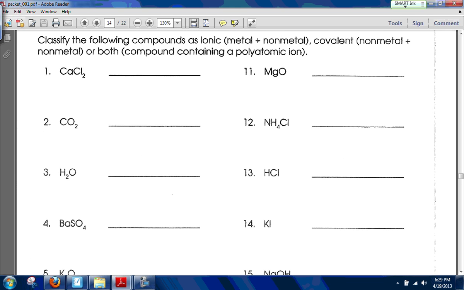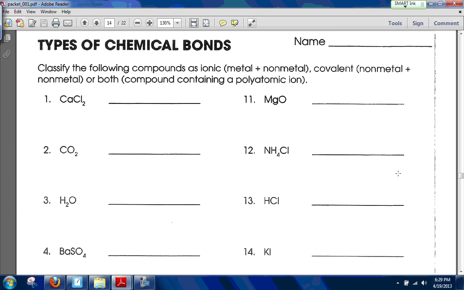All right, types of chemical bonds. All right, this is actually really easy. All you need to figure out is whether you have a metal and a nonmetal to be ionic, covalent, which is a nonmetal and a nonmetal, or if you have a mixture of both. Okay? So metals are on the left side of the periodic table, nonmetals are on the right. So if I've got a metal and a nonmetal, like calcium comes from group 2, chlorine comes from group 17, this one is a metal. That means this is ionic.